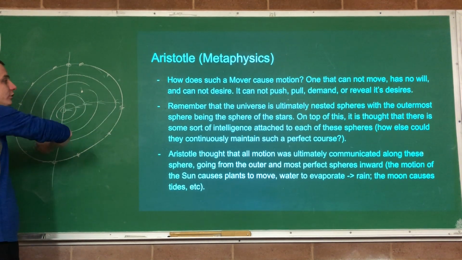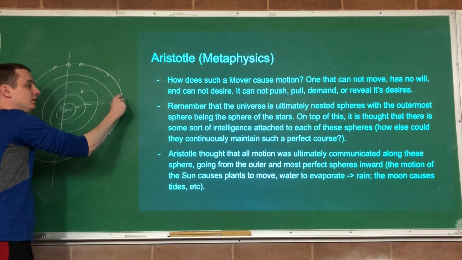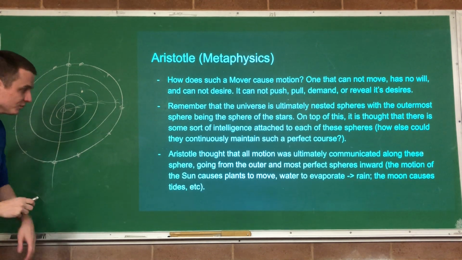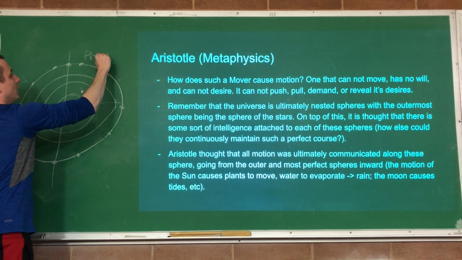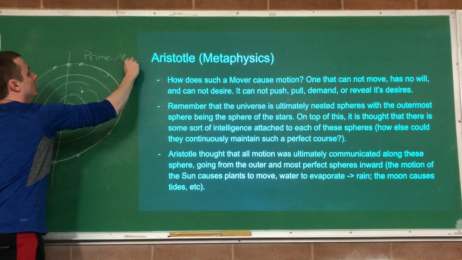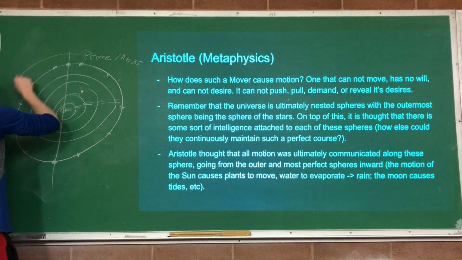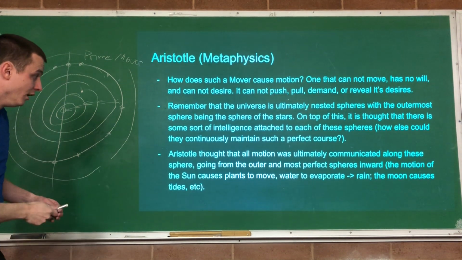So somehow all motion is originated, the original motion is somehow originated outside the universe, outside this outermost sphere. And so outside this outermost sphere is where we have the sphere of the prime mover. The prime mover. The prime mover exists out here, outside the sphere of the stars. Okay?